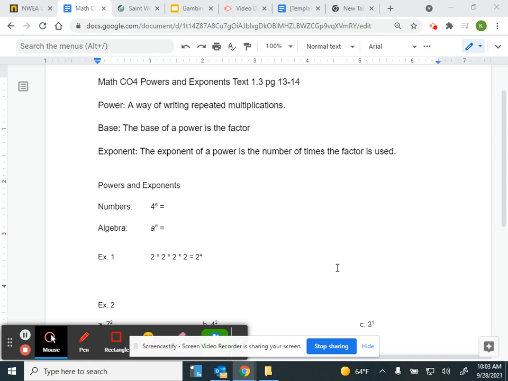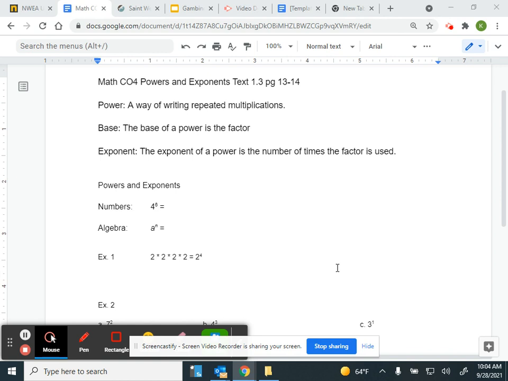Okay, today we are moving on, working on CO4, powers and exponents. You can find this in your textbook at 1.3, which is pages 13 and 14. So you'll notice that we are jumping around kind of in the textbook. We're not going in the order of the textbook, we're going in the order of what makes sense according to the objectives order that we're doing. So we're at CO4.